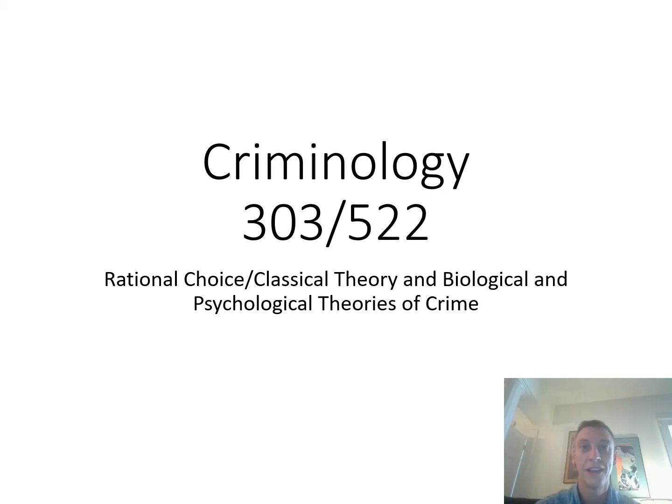Hello class. These slides will highlight important concepts and theories related to rational choice theories of crime and biological and psychological theories of crime. So the major distinction between the rational choice theories of crime and the psychological and biological theories is that rational choice theories of crime assume, as the name implies, that criminals are acting on rational incentives, that criminals are rational, and that they therefore can be deterred potentially by criminal justice.